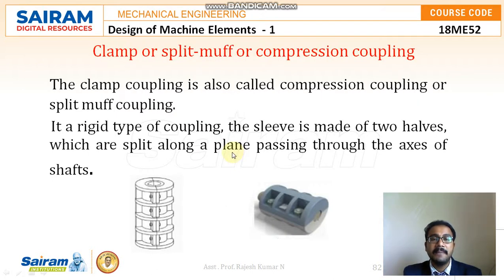The next one is the clamp or split muff or compression coupling. The clamp coupling is also called a compression coupling or split muff coupling, and it is a rigid type of coupling. The sleeve is made of two halves, which are split along a plane passing through the axis of the shaft. Here I have shown them in different colors: the first one is light gray and the second is dark gray. It is like a semi muff, which is why it is called a split muff.